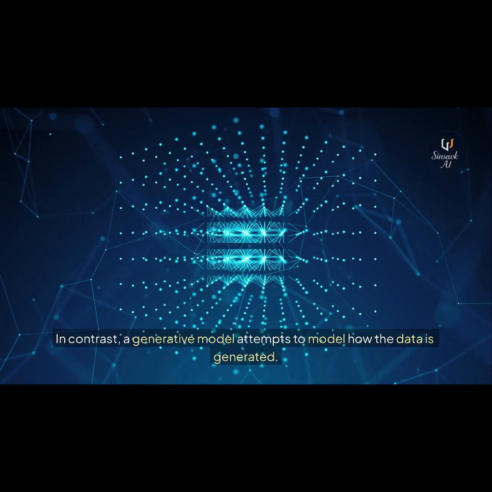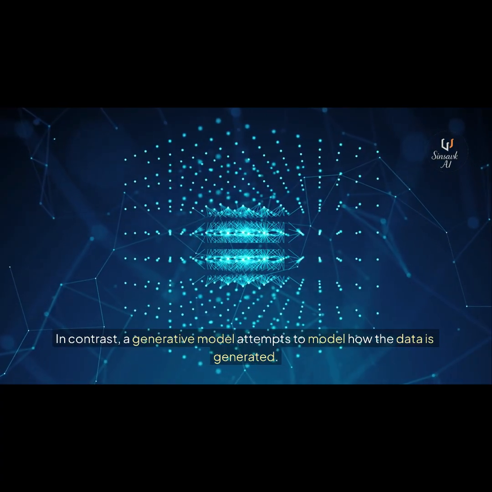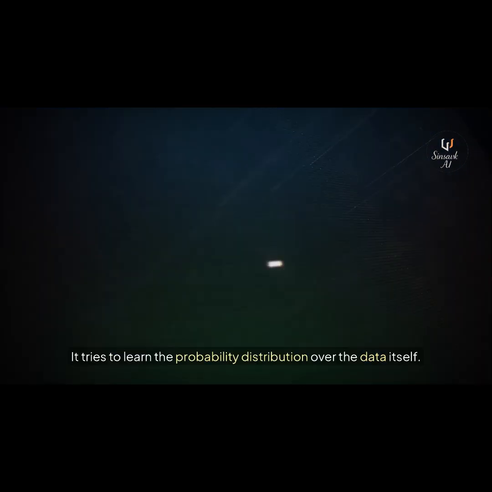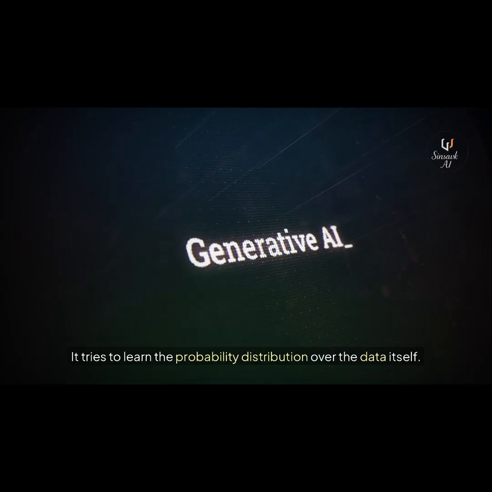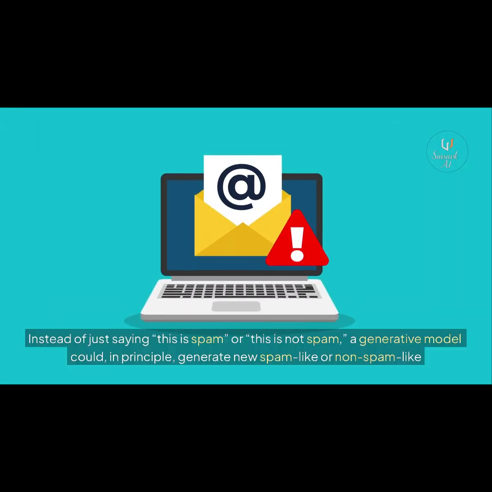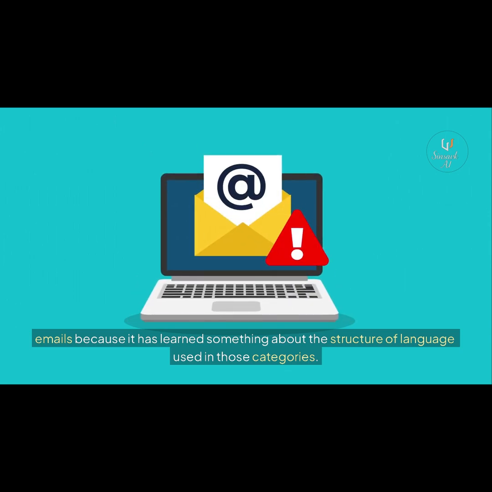In contrast, a generative model attempts to model how the data is generated. It tries to learn the probability distribution over the data itself. Instead of just saying this is spam or this is not spam, a generative model could, in principle, generate new spam-like or non-spam-like emails because it has learned something about the structure of language used in those categories.